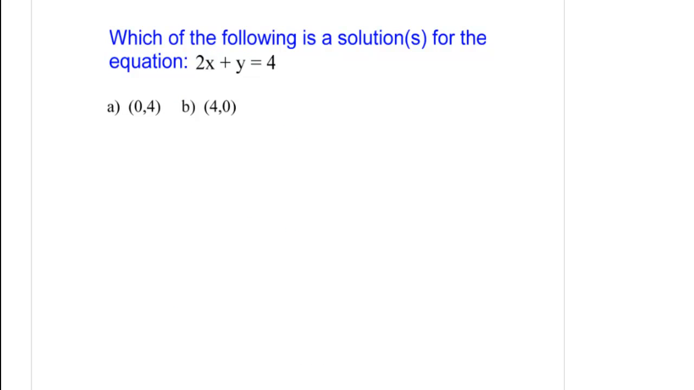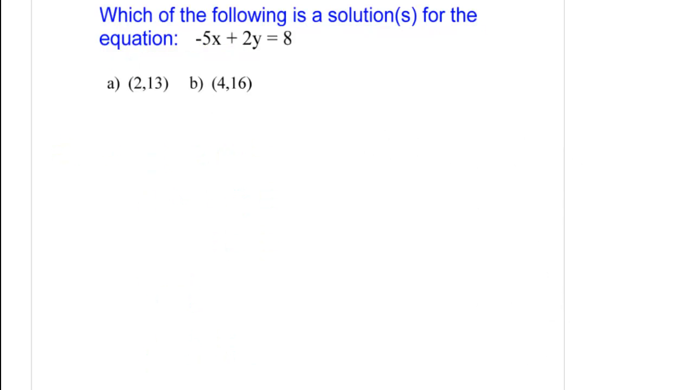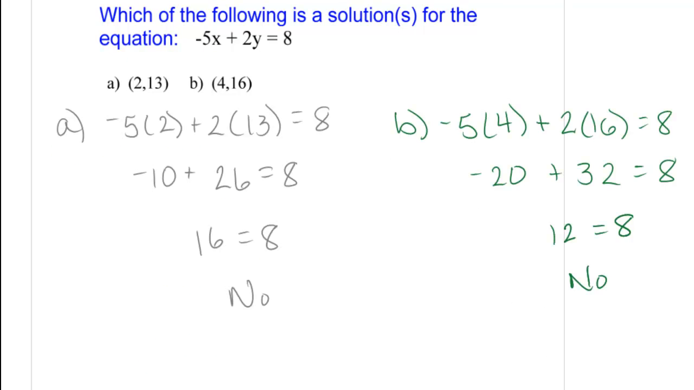Try the next problem and see which one are solutions. In this problem, the first ordered pair is a solution to the equation. At this point, you don't have to show as many steps as I'm showing, as long as you're keeping up with the arithmetic, and you can just write yes or no. Try this next problem. In this example, neither of these ordered pairs is a solution.